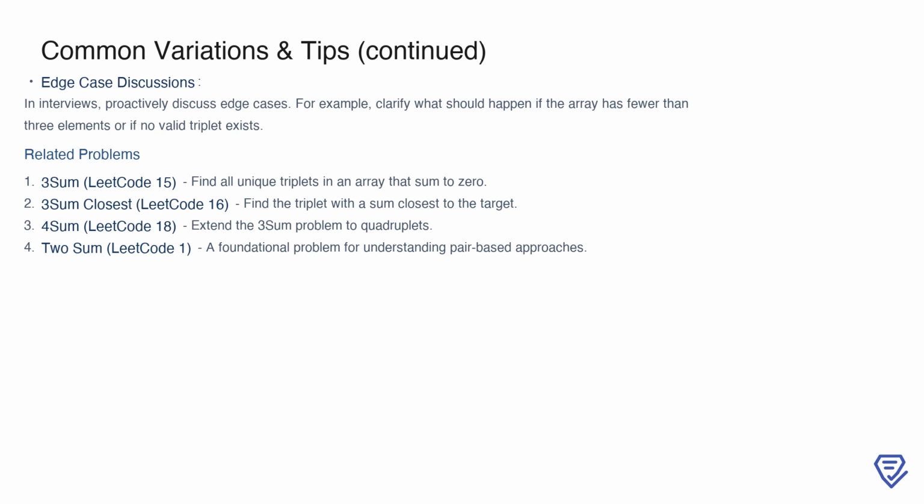Additionally, understanding related problems can deepen your grasp of the 3-sum smaller problem. For example, the 3-sum problem requires finding unique triplets that sum to 0, while 3-sum closest focuses on finding the triplet with the sum nearest to a target. Extending this concept, the 4-sum problem involves quadruplets instead of triplets. Lastly, 2-sum, one of the most foundational problems, introduces pair-based approaches that are often expanded into these more complex variations. Recognizing these connections helps in adapting techniques across similar challenges.